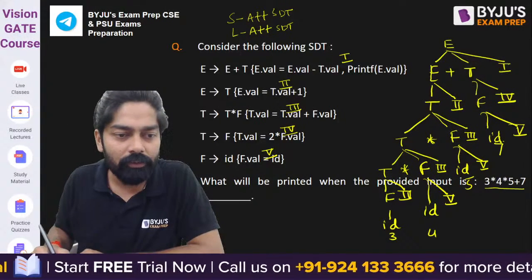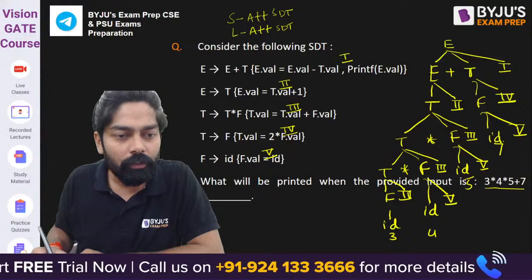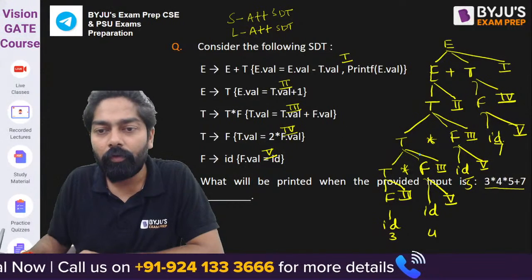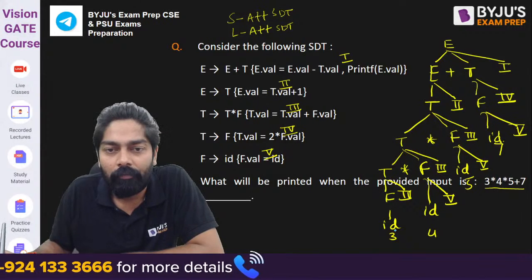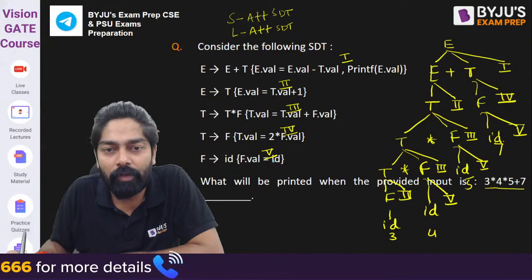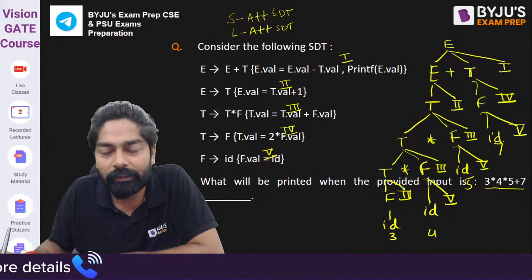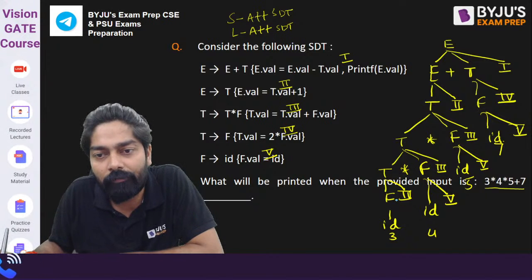Let me change the color so that it is more clear to you. Okay. Fine. So what is happening in C3? F.value equals ID. Just see here, what is the F value? The F value will be 3. Are you getting my point? F value will be 3.